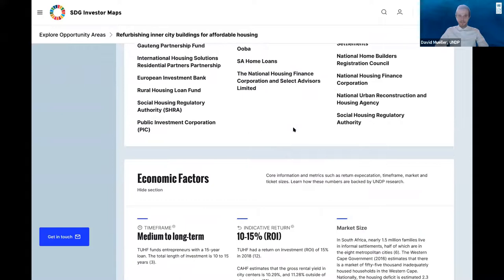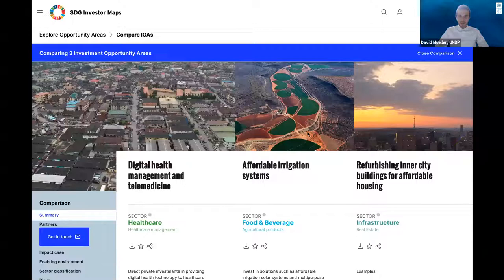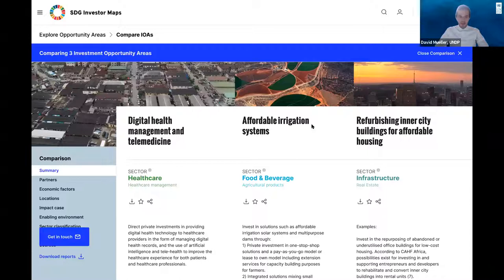We also have an interesting feature where we can compare some of the investment opportunity areas. So if the user has looked at a couple of them and realizes that she or he doesn't yet know which one is most attractive to her or him, there's an opportunity to look at them next to each other and compare to understand what is most conducive for my own particular purpose.